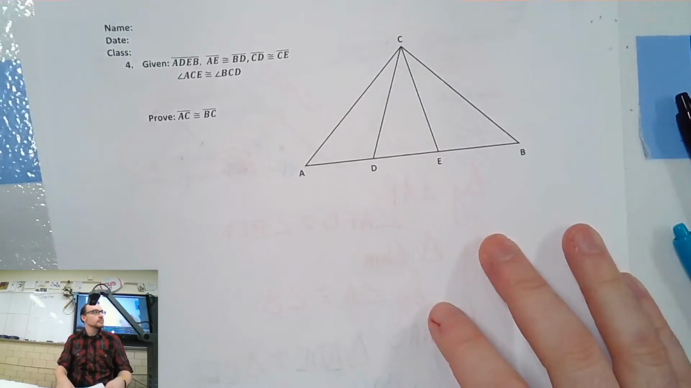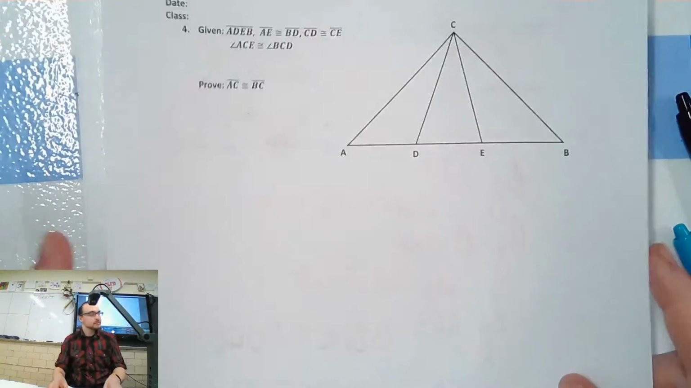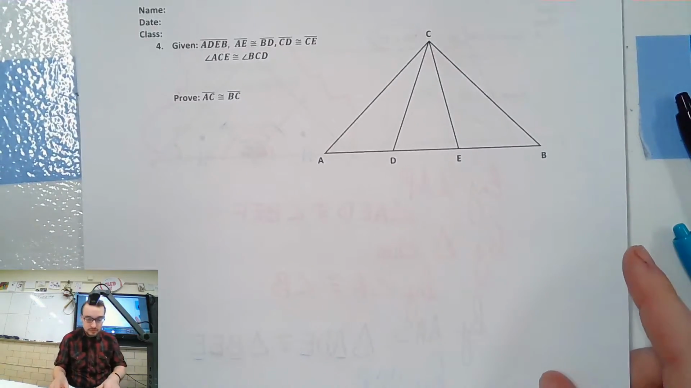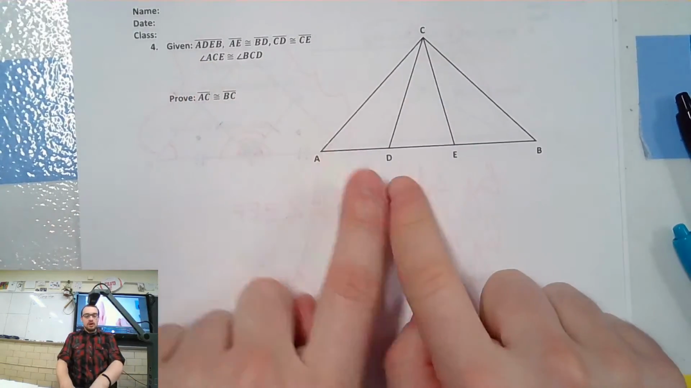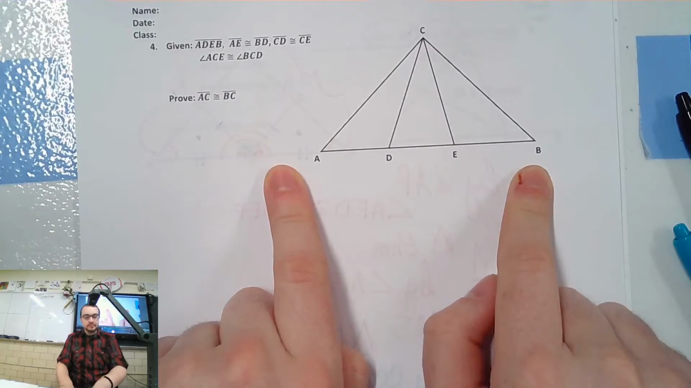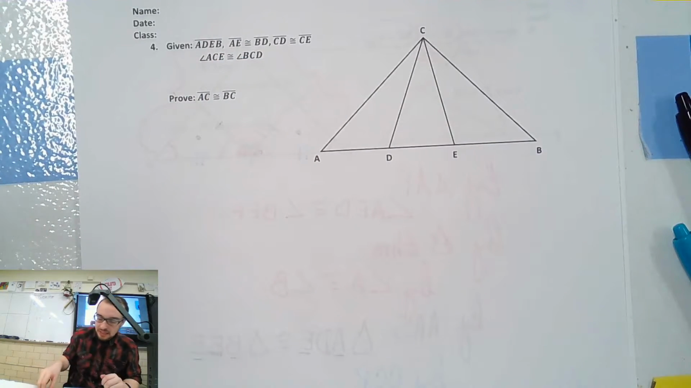Why is it 8? I don't know. ADEB is a line. That's what that means. So all of that is a straight line. Okay. So that's AE and BD.